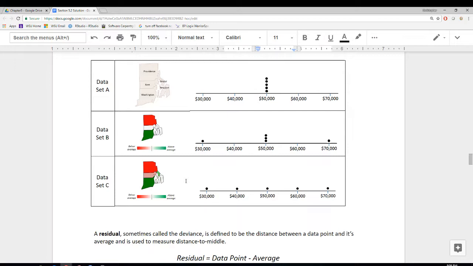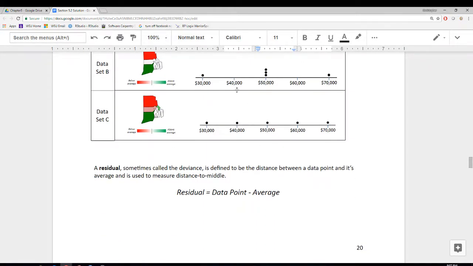Now, if we were to use the range, it would indicate that the spread is the same between the 2 because both data sets go from 30 up to 70,000. However, the spread is different between data set B and C. We can see that the data is different, and in fact, data set B has more clumped in the middle compared to data set C. So we would say that data set B has less spread than data set C because it has more observations that are clumped in the middle. And again, this is based on the fact that we measure spread as distance to the middle.